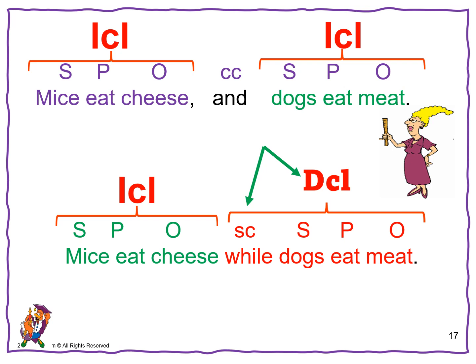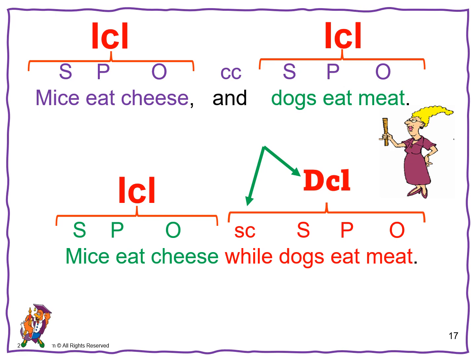Mice eat cheese. Makes sense by itself. Independent. Ignore the coordinating conjunction. Dogs eat meat. Independent. Makes sense by itself. Mice eat cheese. Independent. Makes sense by itself. While dogs eat meat. Dependent. Doesn't make sense by itself. So you have a compound sentence with a coordinating conjunction and a complex sentence when you have the while as the conjunction.